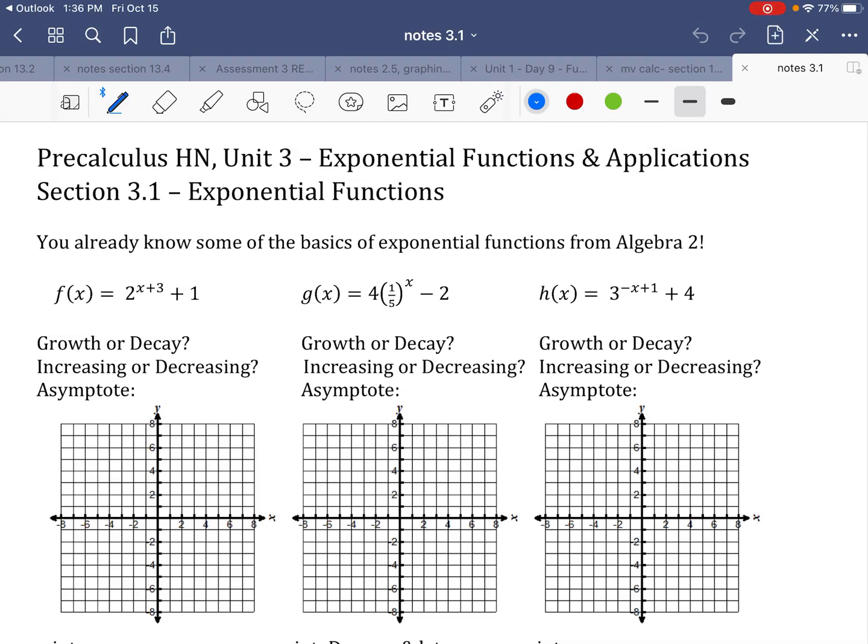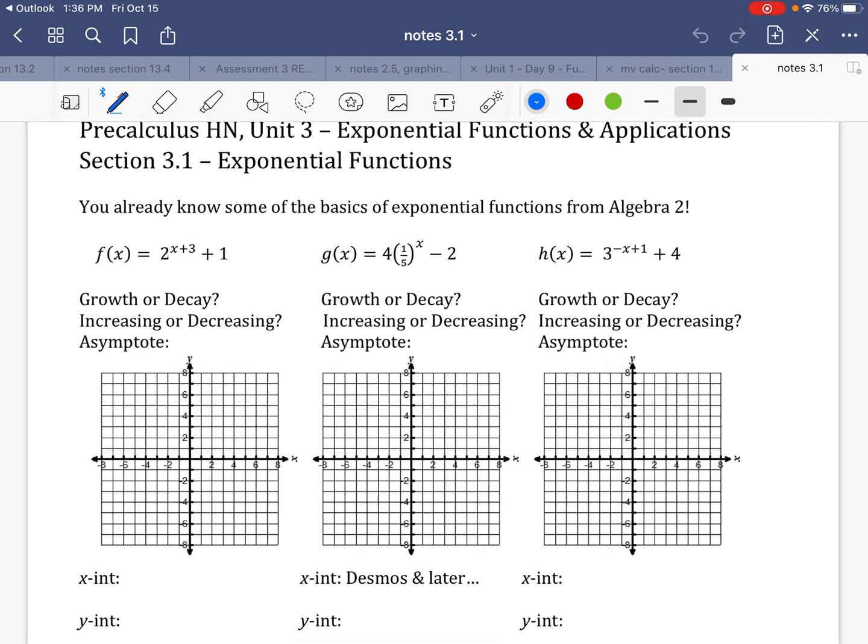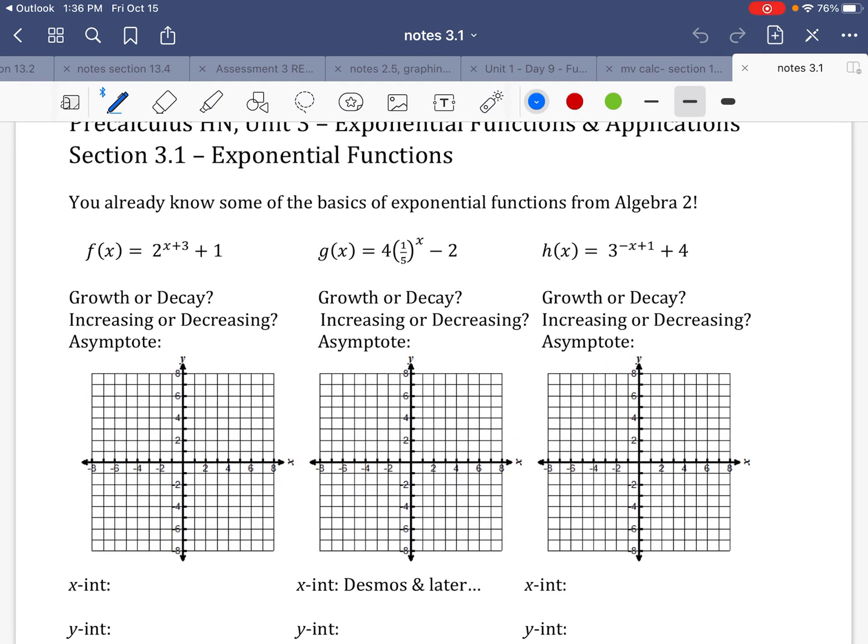All right, so I'm just going to start at the beginning with these notes in case anyone was absent. But if you were here with me in class, then you can, of course, skip ahead to wherever we left off for your class. All right, so remember exponential functions.